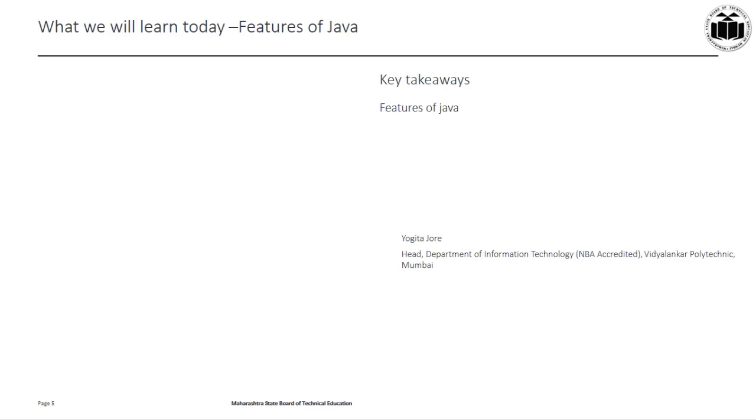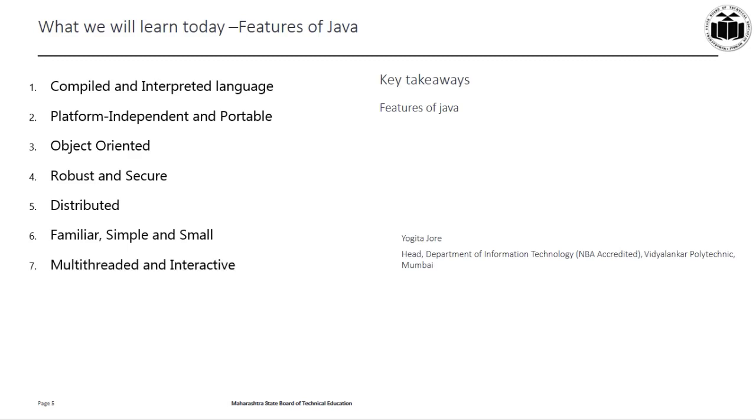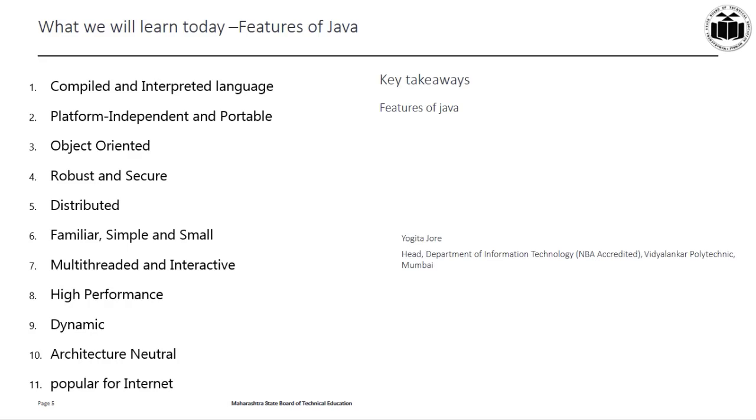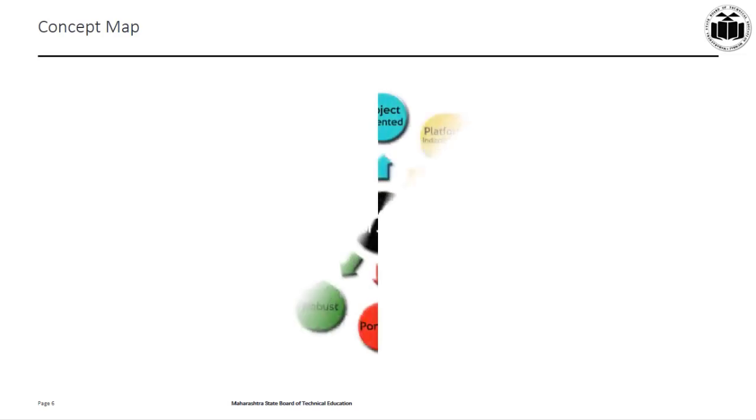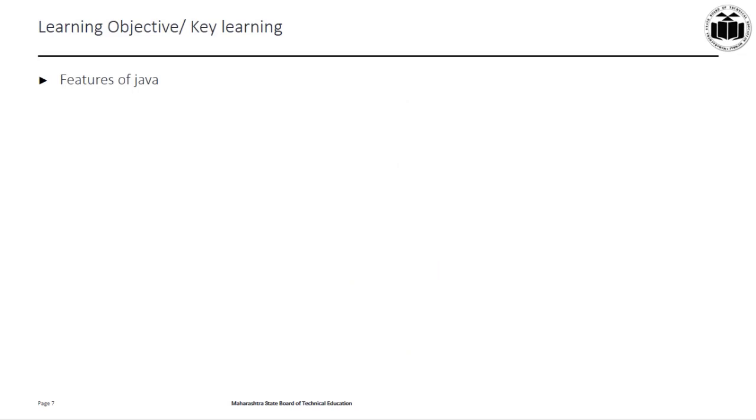So basically it is a compiled and interpreted language. Second, platform independent and portable. Third, object oriented programming language. Robust and secure. It is a distributed language. Familiar, simple and small. It supports the multi-threaded concept and it is interactive. High performance, dynamic, architecture neutral and it is popular for the internet. So this is the concept map which shows the features of Java. So let us see the features one by one.